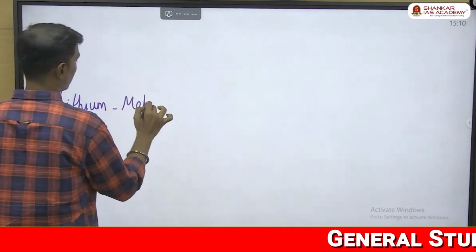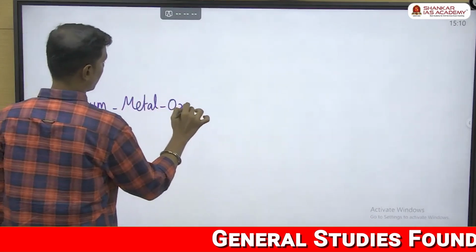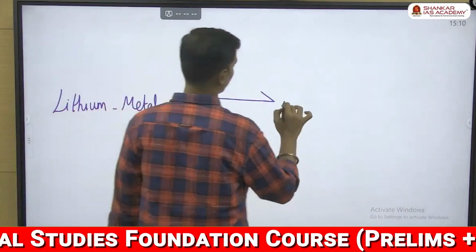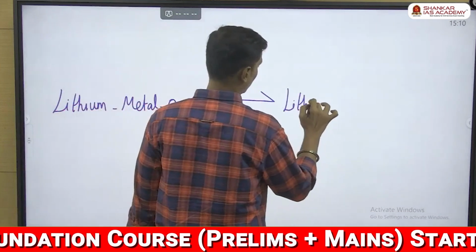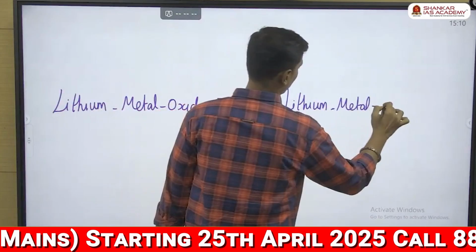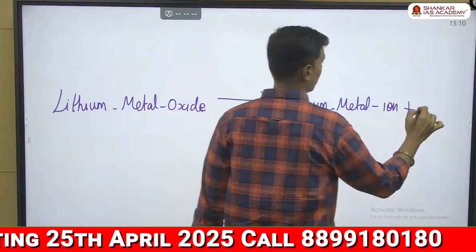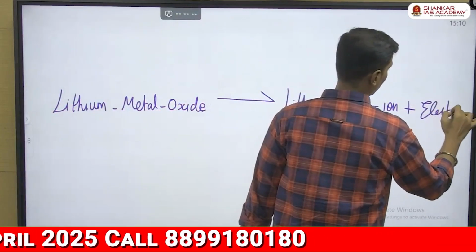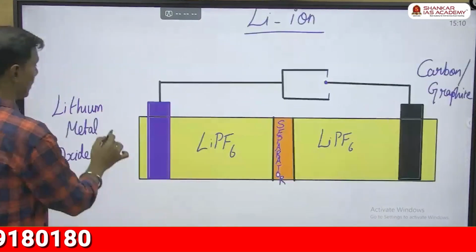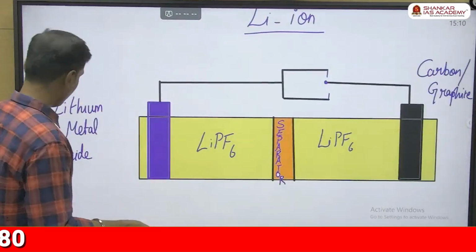lithium metal oxide turns into lithium metal ions along with electrons. So I said lithium metal oxide is turning into lithium metal ions.